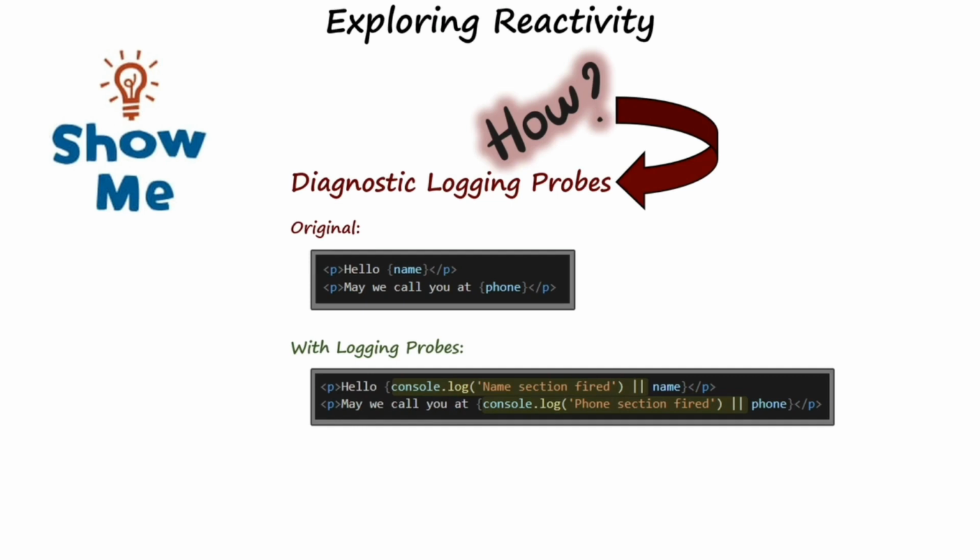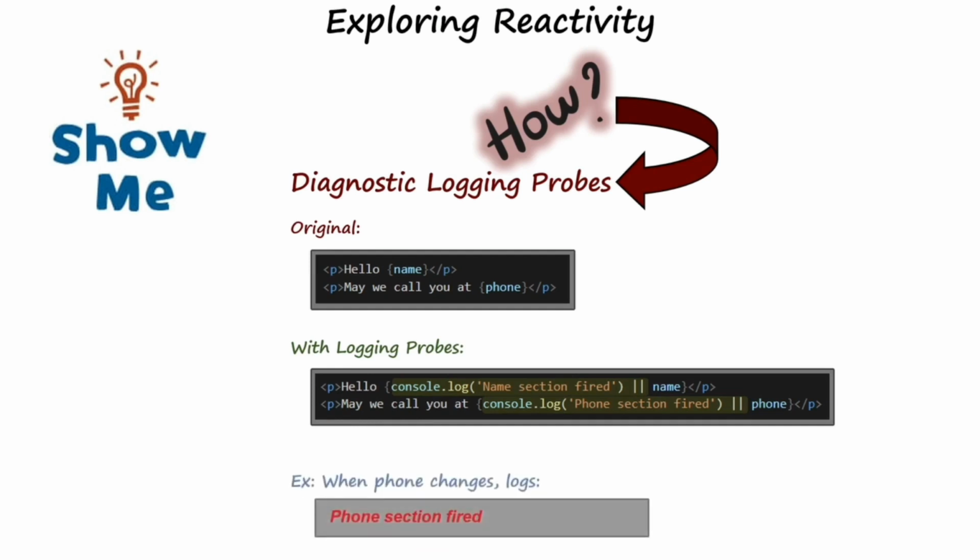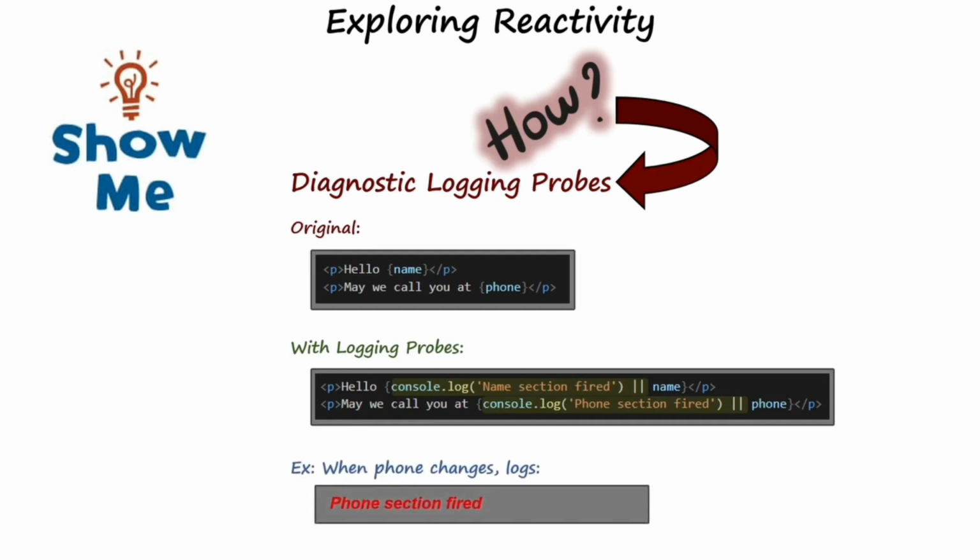So console.log actually returns nothing. Because that's undefined, the logical OR expression is going to unconditionally execute the production expression. And so the end result is we have the same result with the addition of the logs added to our console log. So as an example, if the phone number changes, you're going to find phone section fired in the logs, and that's based on this console.log within that expression.